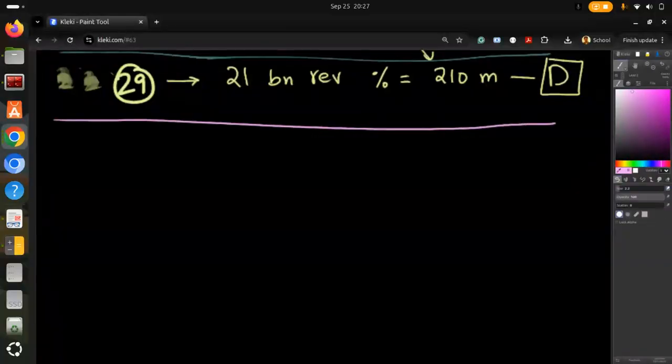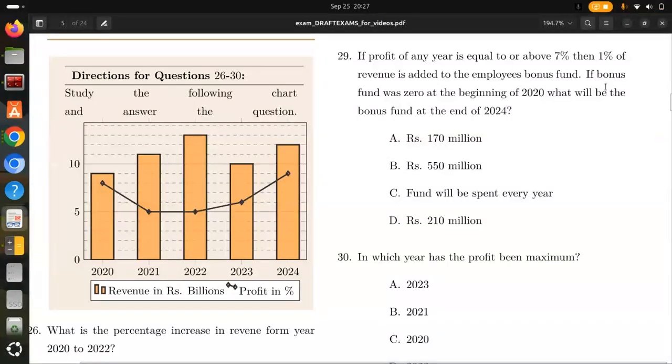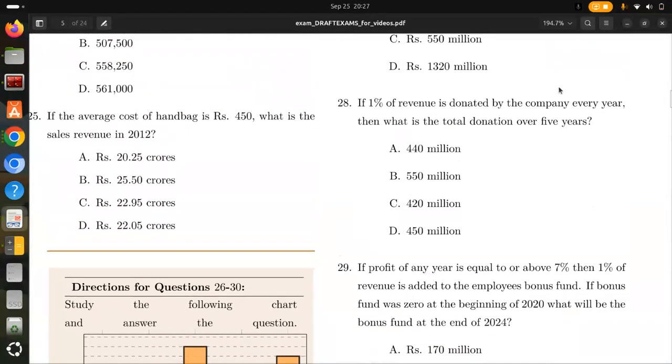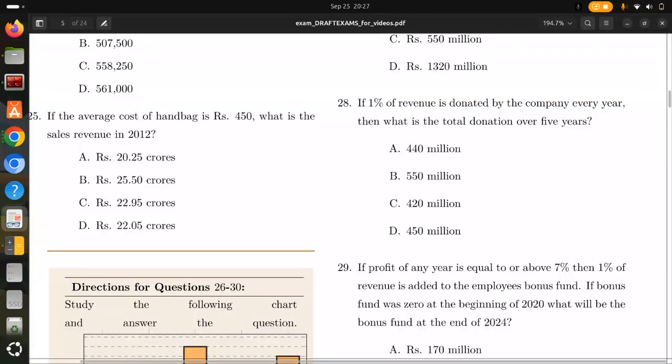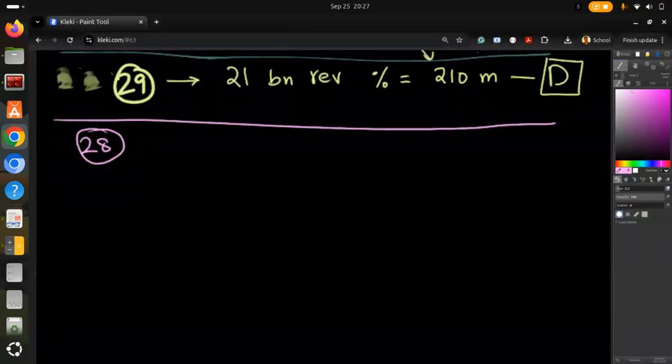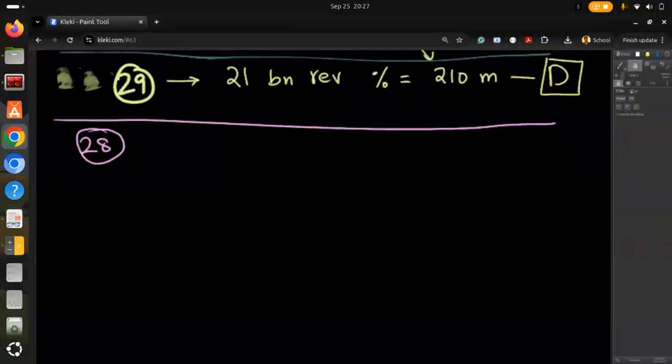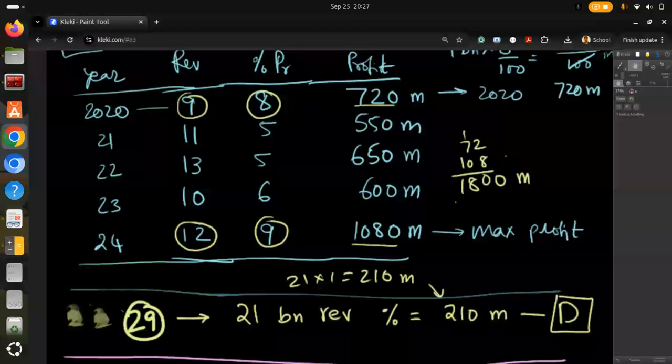So question number 28, let us solve it. So we're going in the reverse order. If 1% of the revenue is donated by the company every year, then what will be the total donation over 5 years? So 1% every year also same as 1% of the total. So let's add the total. So what is the total? So already I listed the revenue here.